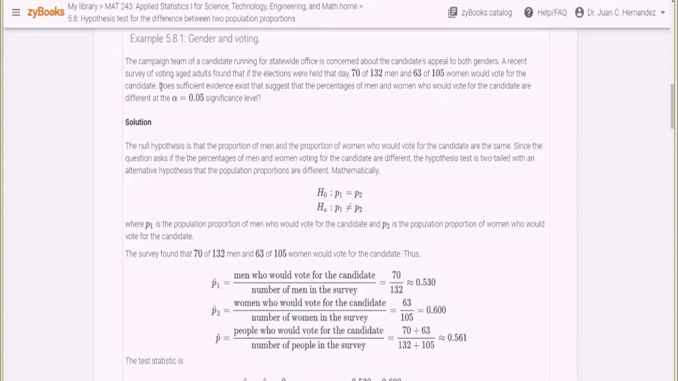The question is, does sufficient evidence exist to suggest that the percentages of men and women who would vote for the candidate are different at alpha 0.05? We set our null hypothesis and the alternative hypothesis. The keyword here is different, hence our alternative hypothesis is set as not equal. P1 is the proportion of men who would vote for the candidate. P2 is the proportion of women who would vote for the candidate.